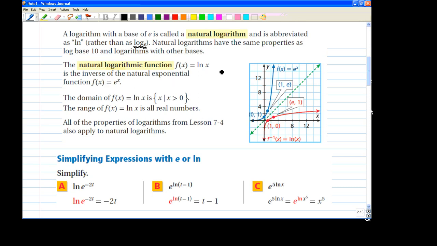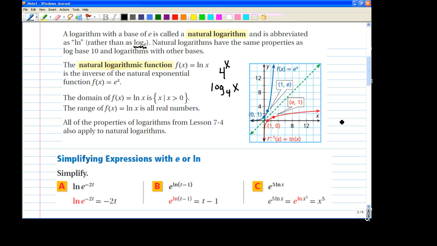The natural logarithmic function f of x equals ln of x is the inverse of the natural exponential function. So remember, if we had 4 to the x, then its inverse was log base 4 of x. So since e is just a number and ln is log base e of x, its inverse is e to the x. Inverse, of course, remember on a graph, looks like the reflection of the same graph over the line y equals x. So in blue you can see e to the x, and in red you can see ln of x. Since the natural logarithm is the inverse of e to the x, its domain and range will switch. So the domain is the x values greater than 0, and the range is all real numbers.